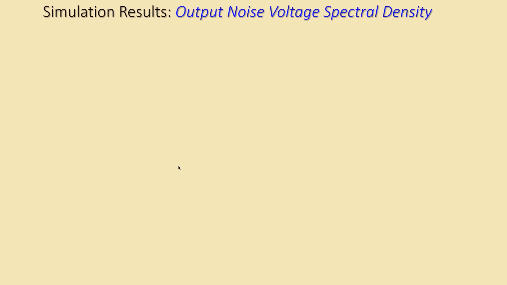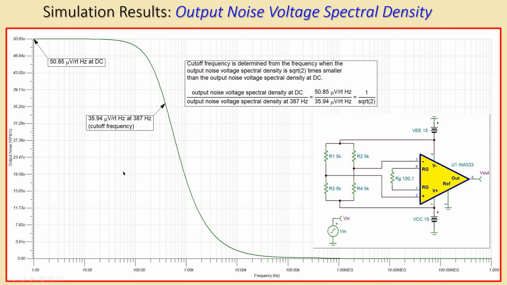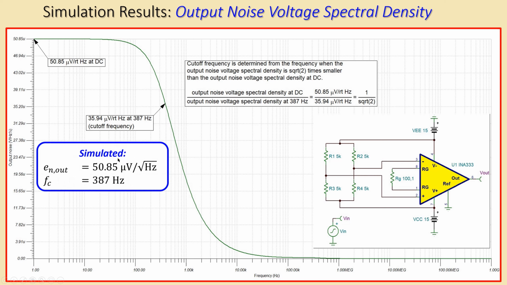So let's look at the simulation. First one, the output noise voltage spectral density. That's this plot. What you see is actually following labels. I will discuss this shortly. From the simulation, you can see the output noise voltage spectral density is 50.85 microvolts per root hertz.